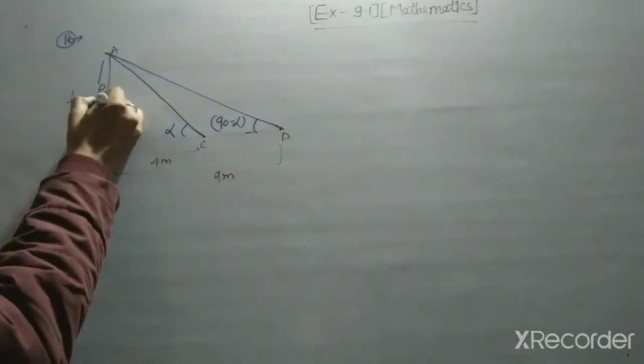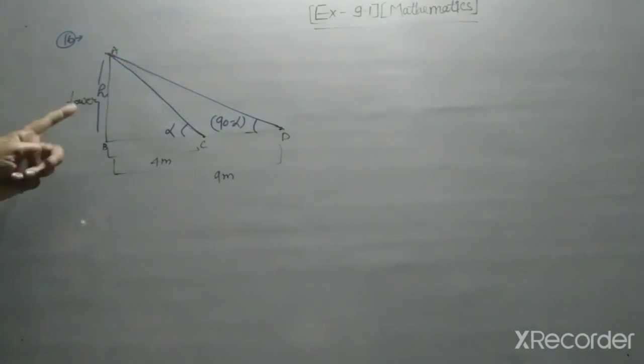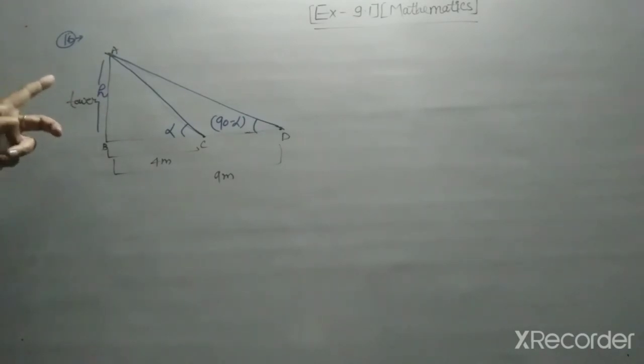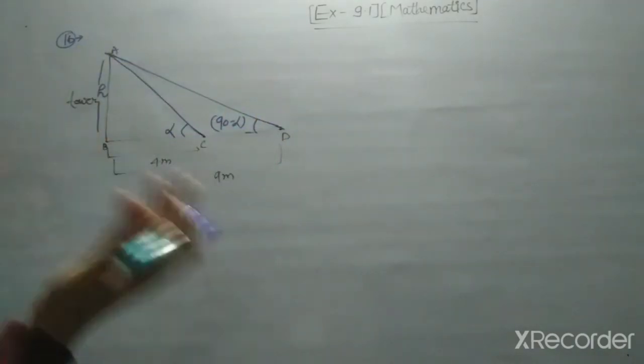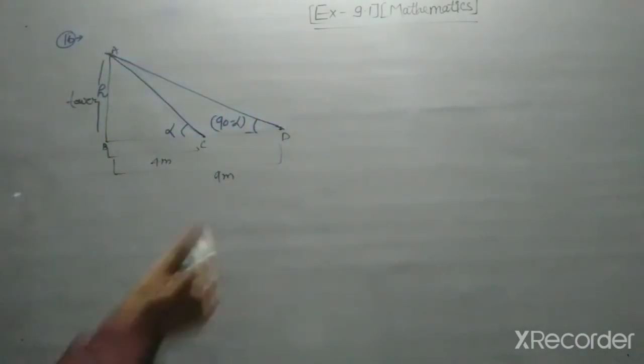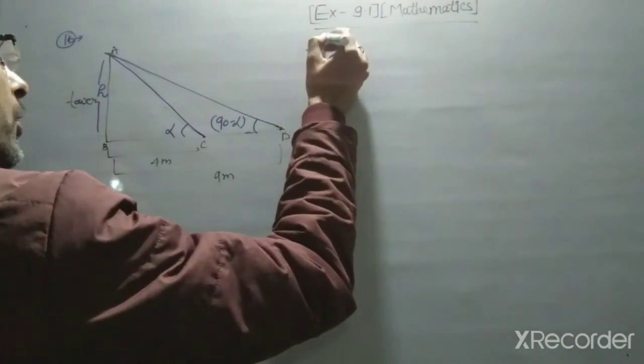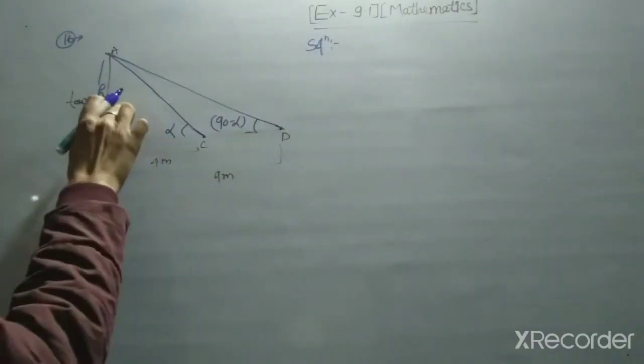So here you have to find the height of a tower. You have to prove that the height of the tower is 6 meters. First of all you have to use this triangle, then after that you have to use this other triangle, and find the value of h. So see this solution. First of all, use this triangle.